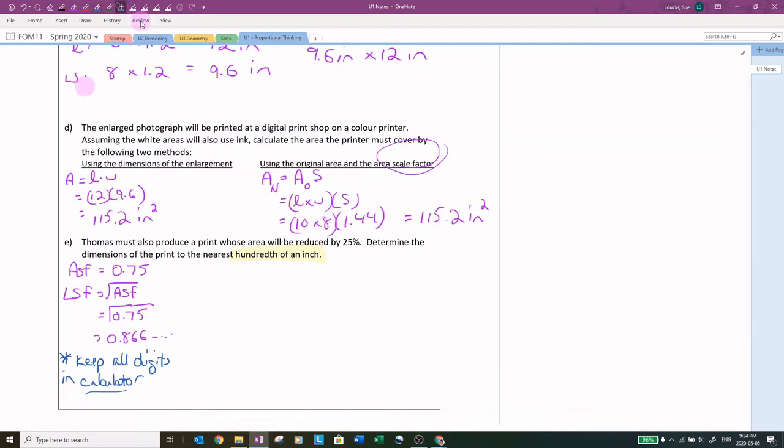You can have this number in your calculator. So the length equals, or length colon, because we're going to calculate the length here. Image is actual times the scale. So it's 10, because that was our original size for the length, and we're going to multiply it by 0.866. You don't need to write all the digits down there, but you do need to keep them in your calculator.